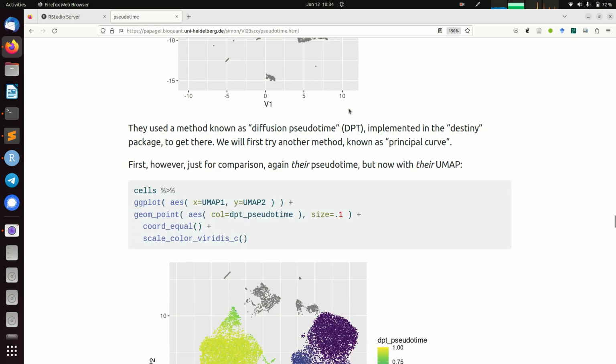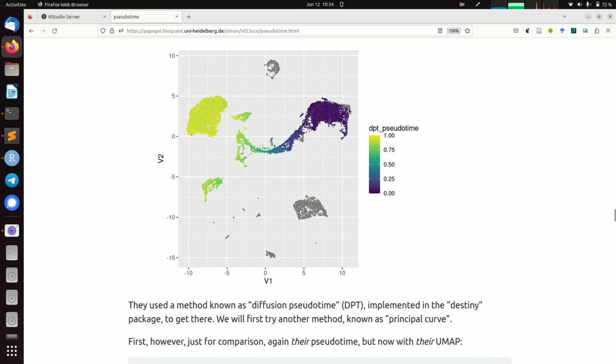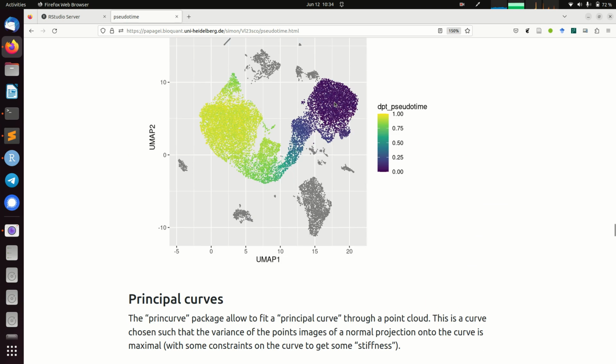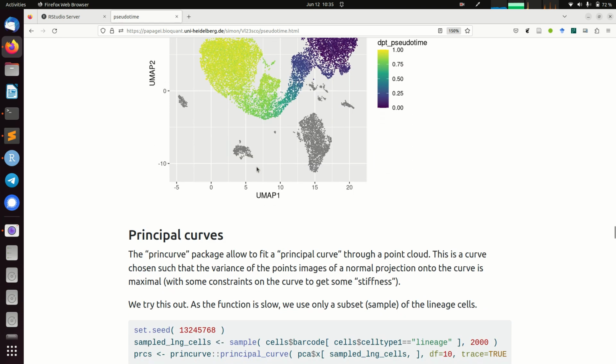And actually, here is the diffusion pseudotime plotted into Damien's own UMAP, where it looks even weirder. So that's how it is in the paper. Here it seems that the pseudotime looks backwards. So in the paper, we would argue that the UMAP has made a mistake and that this thing here actually should be here. Whether it was the UMAP that made a mistake or the pseudotime, we don't know.